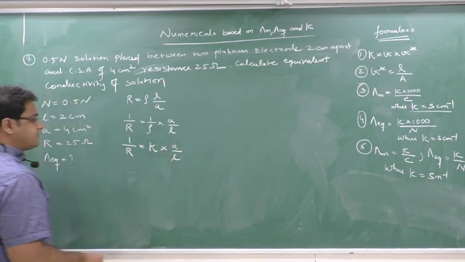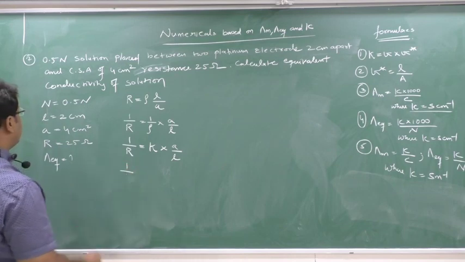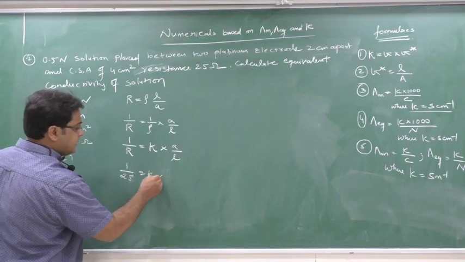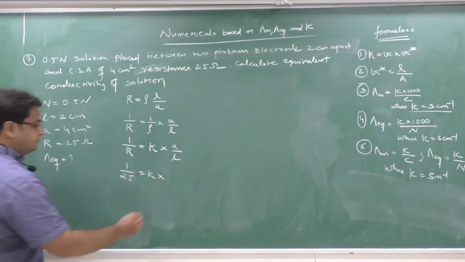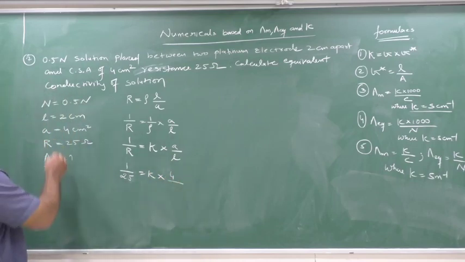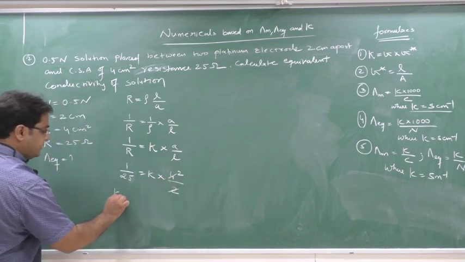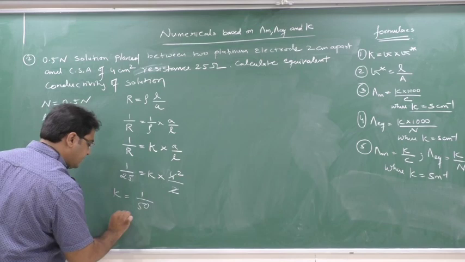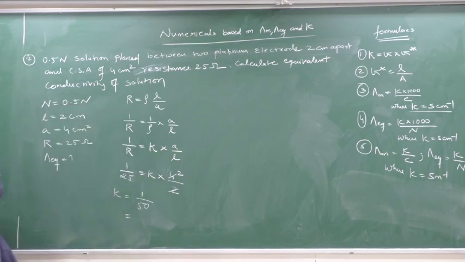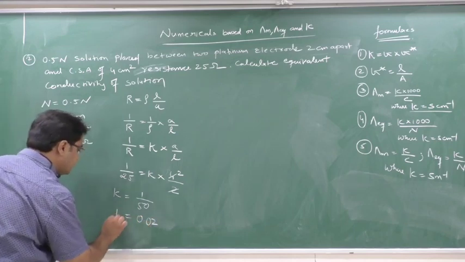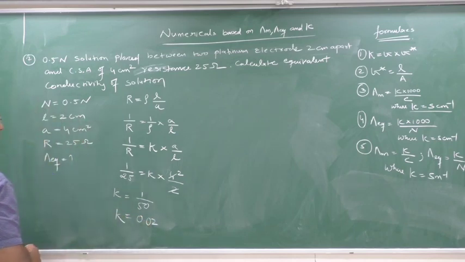Now what I will do, I will substitute the values. So 1 by R, how much they have given? They have given 25, equal to kappa, area they have given 4, and length they have given 2. So 2 ones are 2, 2 2s are 4. Okay, so K will be equal to 1 by 50. So I will calculate this K as 1 divided by 50, 0.02. Kappa value I got, that is 0.02.